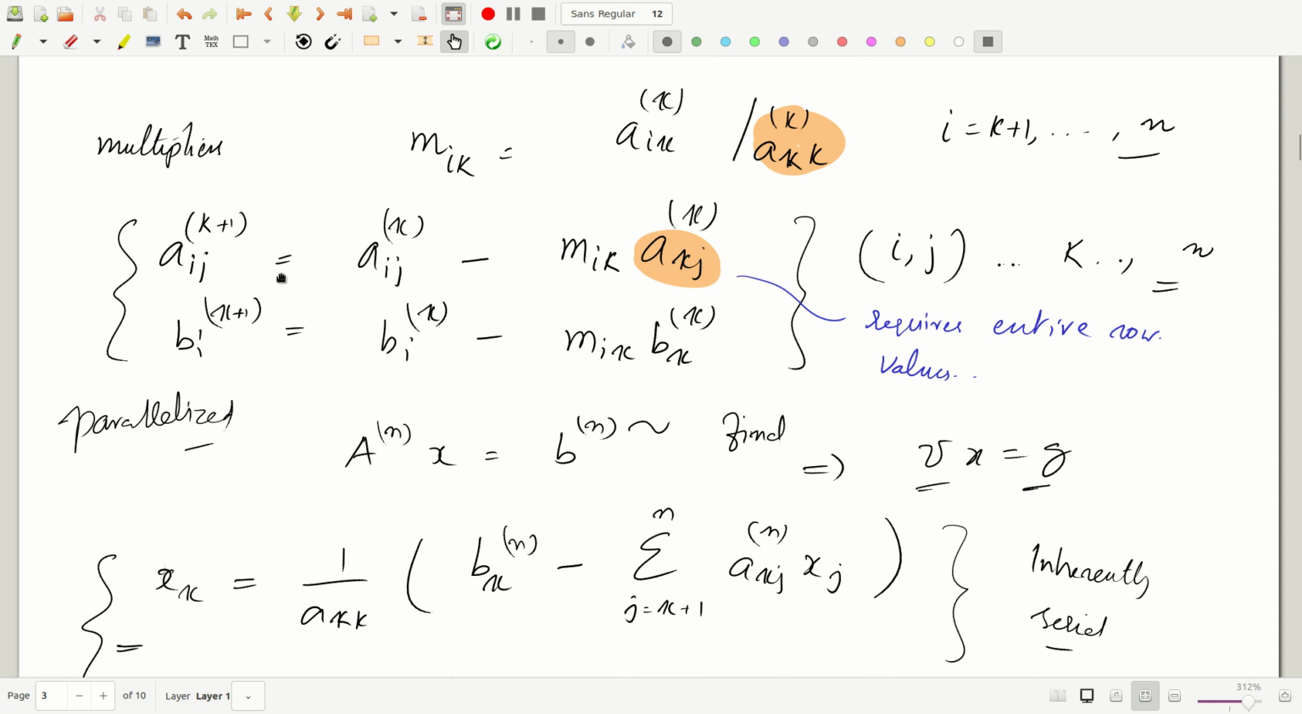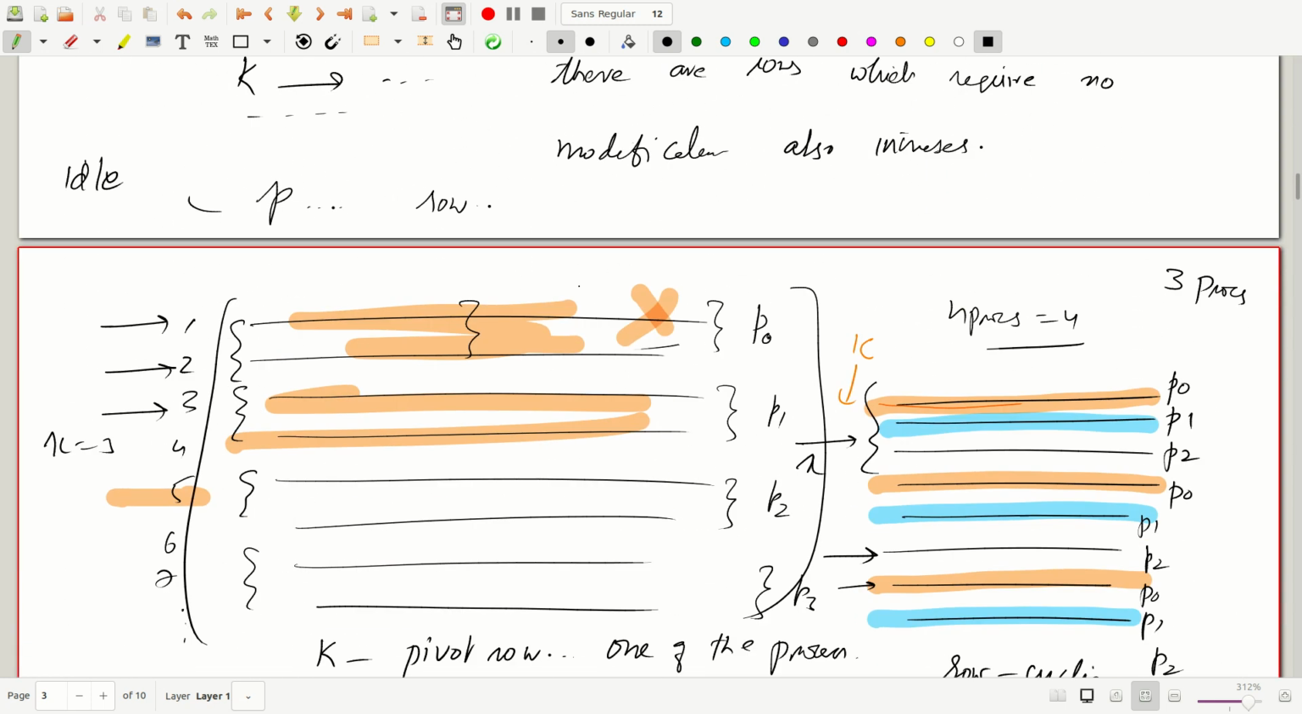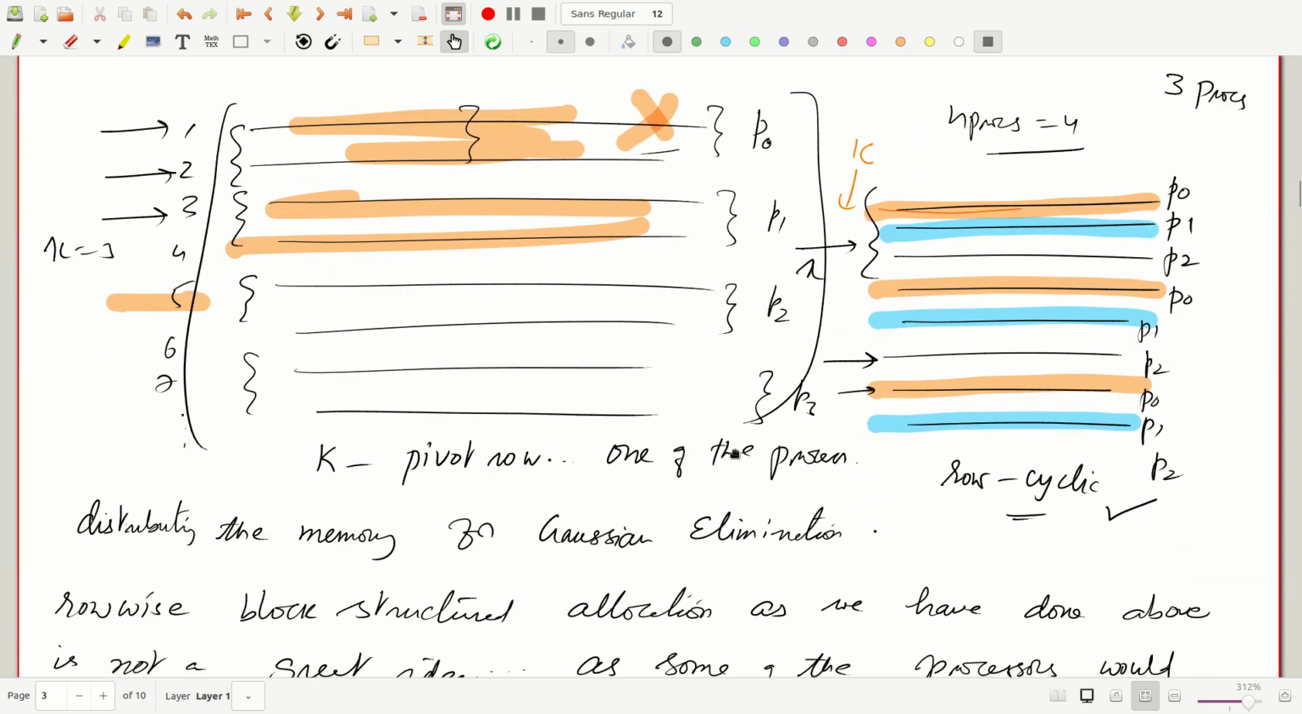So the entire pivot row is required in order to do the elimination, and of course the pivot element is also required when you calculate the multipliers. So this is required by all the rows on which it will be operated, that is k to n. As a result, whoever has the pivot row has to broadcast it, or send it to all other processes. Only then can we calculate the respective multipliers for those rows on all other processes, and then the entire pivot row needs to be sent. So that is the only catch here.